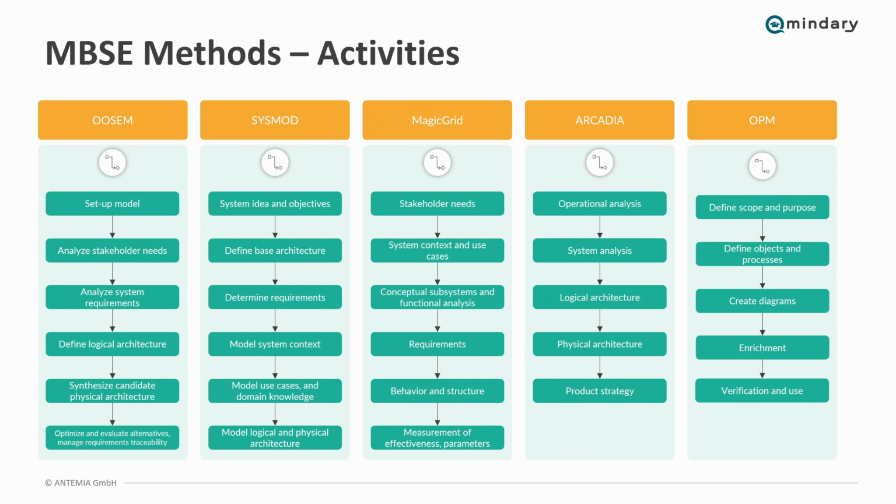And OPM, last but not least, defines the scope and purpose of the model at the beginning. With the objects, so O, and the processes, P, defined, a visualization of them on several diagrams can be done. They are enriched with additional information such as attributes, for example. And later, the model is verified and used in the development process.